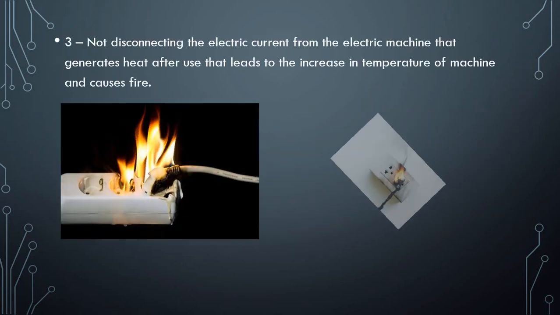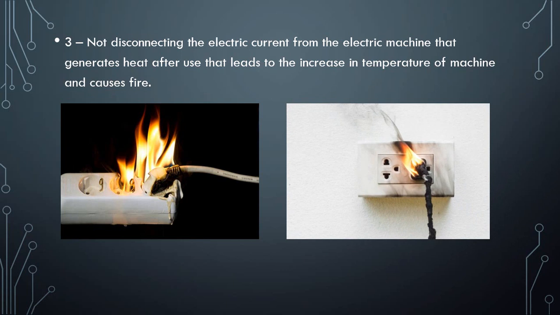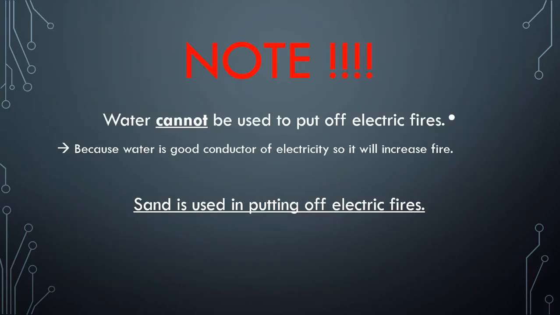The third reason for electric fires is not disconnecting the electric current from the electric machine that generates heat after use. That leads to an increase in the temperature of the machine and causes fire. Like if we forget an electric iron and don't disconnect it after using it, this will cause an increase in its temperature, so it will lead to an electric fire.